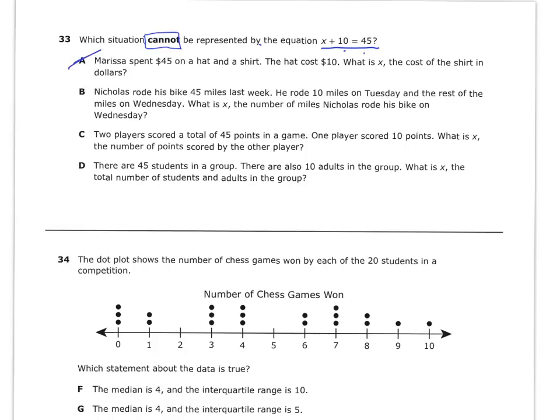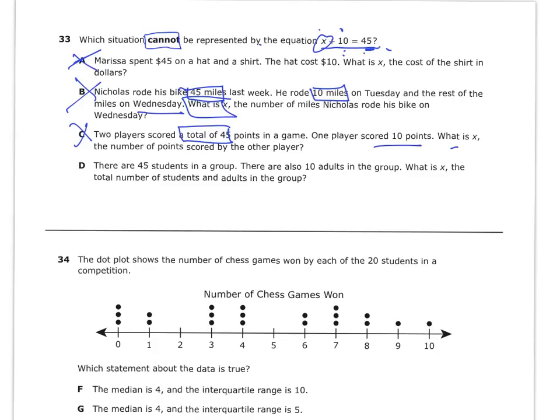So that would work. Nicholas rode his bike for 45 miles last week. That would be the total, so we're okay there. He rode 10 miles on Tuesday. That would be there. And the rest of the miles on Wednesday. What is x? So that could have been Wednesday. So that would work. That is a representation of that. Okay? 2 players scored a total of 45. So that's good there. 1 player scored 10. So that could be player 1. What is the number of points scored by the other player? Well, that would be your x.